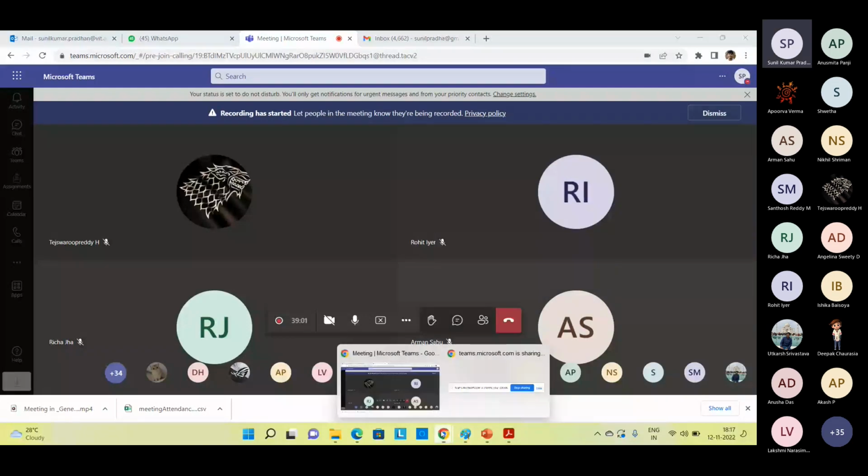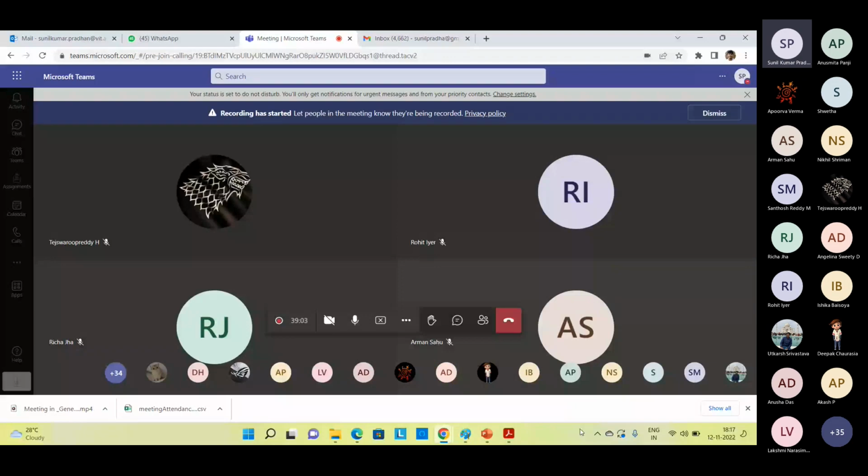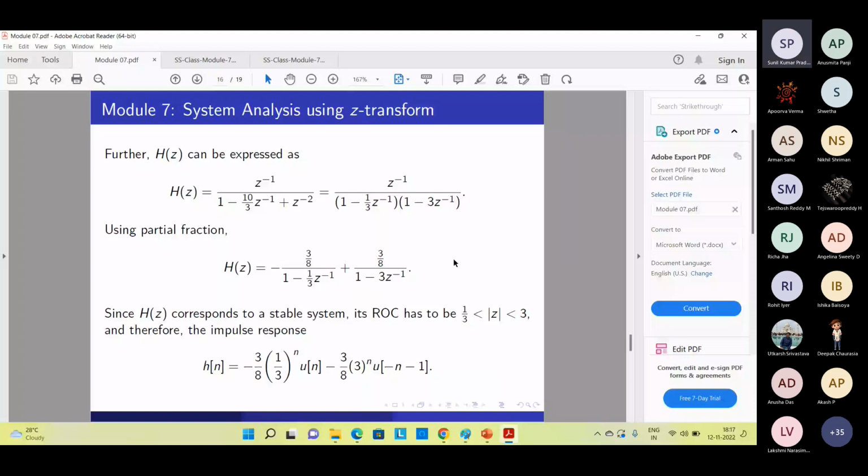Okay, so if you can see here, this is your H of z: minus 3 by 8, 1 divided by 1 minus 1 by 3 z inverse, plus 3 by 8, 1 divided by 1 minus 3 z inverse. If we take its inverse Z transform, then h of n is equal to minus 3 by 8 (1 by 3) to the power n u of n, minus 3 by 8 (3) to the power n u of minus n minus 1. So this is your required answer.